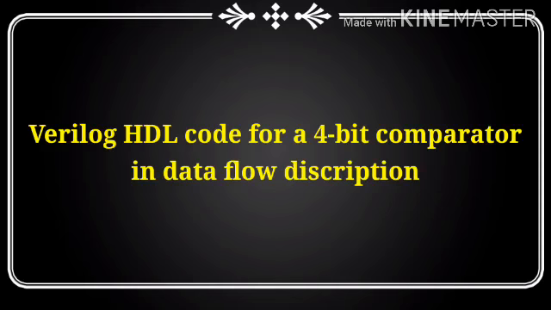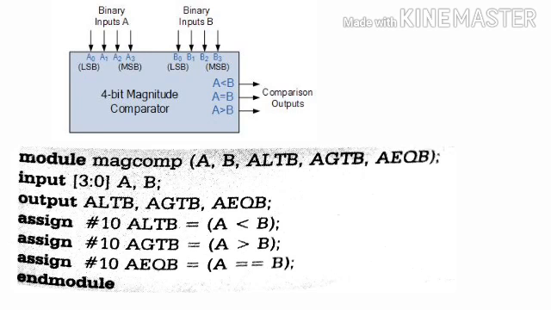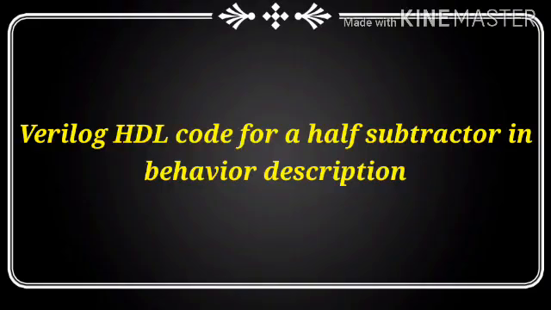Now that we are familiar with the three Verilog modeling techniques, let us write a Verilog HDL code for a 4-bit comparator in data flow description. This is the code for a 4-bit comparator. Since it is a 4-bit comparator, the input will have 4 bits. This is the input mentioned with the array 3. The functions a less than b, a greater than b, and a equal to b are built into Verilog HDL. Here the value 10 is given to specify a 10-unit delay. It is optional.